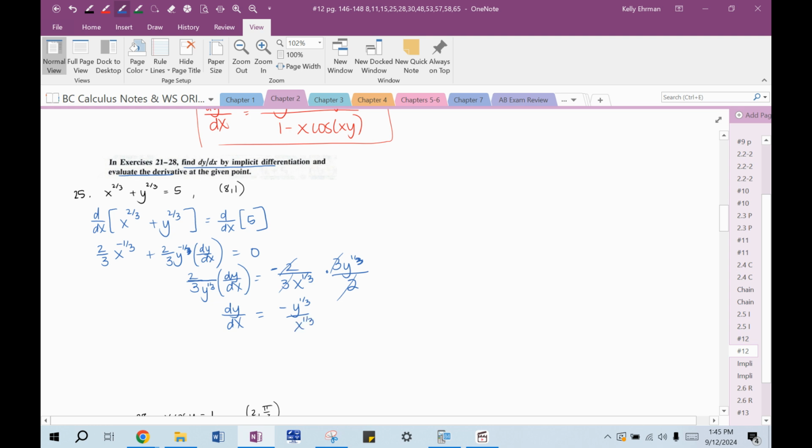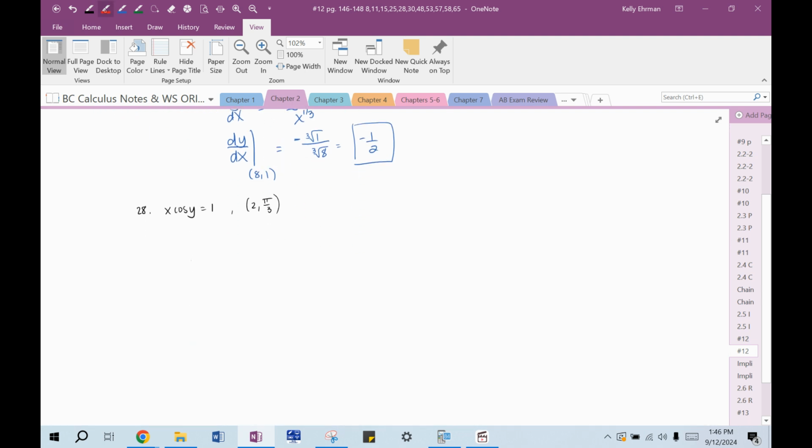Or you could also make that the cube root of negative y over x, but I'm just going to leave it like this. And then evaluate the derivative at the given point. So evaluate dy dx at the ordered pair 8, 1. So we're putting in 8 for x and 1 for y. So this is negative cube root of 1 over the cube root of 8. Negative 1 over 2 should be my final answer.